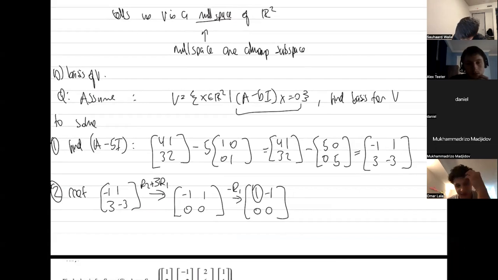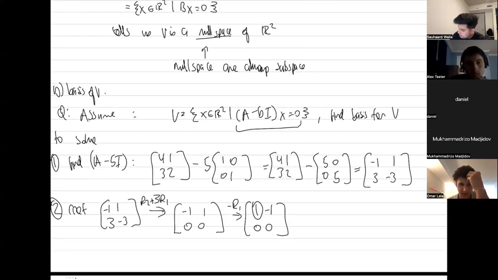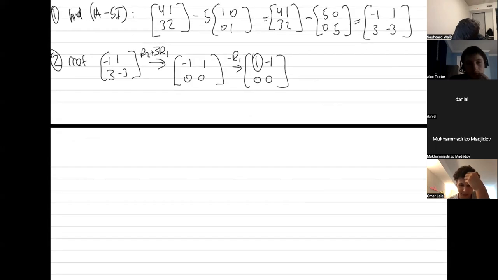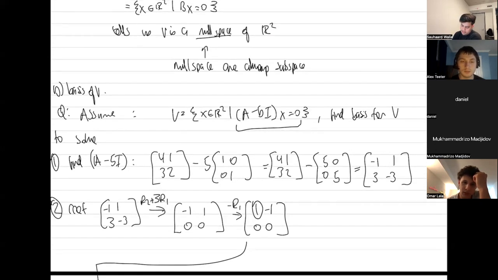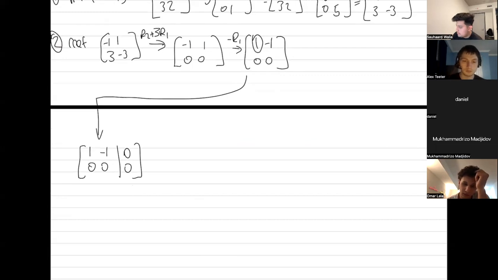Let me add a new page just to clear the space. Is this right, first of all? Yes, because the condition is already given. We already said in the question that we're equating it to 0. So if we're equating it to 0, we can add the augmented column 0, 0.